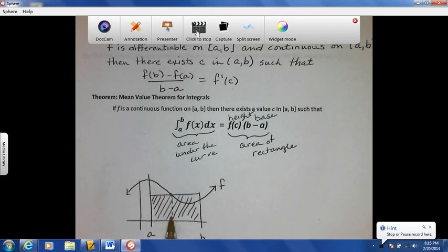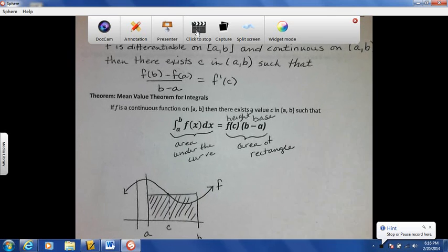Now, here is my value of c, so I make the height of the rectangle at c, and we can see that the rectangle is missing some of the area from the curve in this portion. However, over here on the right-hand side, there are some values that the area of the rectangle includes that the function does not. So this states that we can actually find a rectangle that will have the exact same area as the area under the curve.